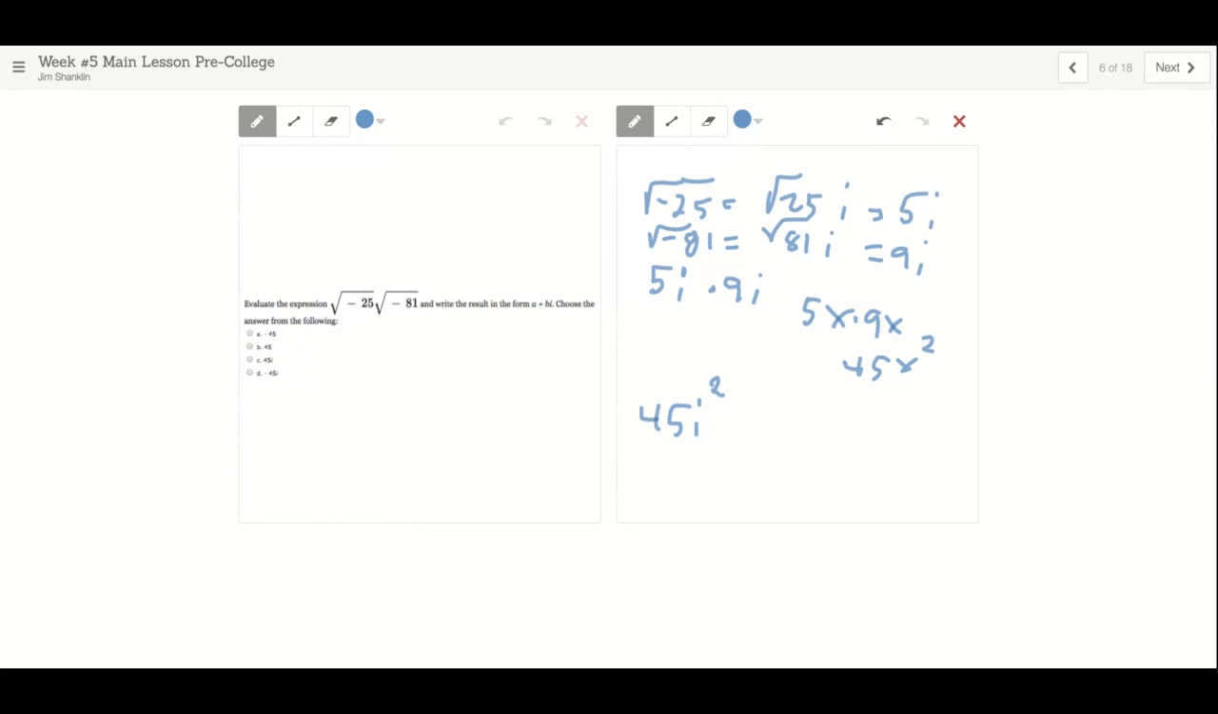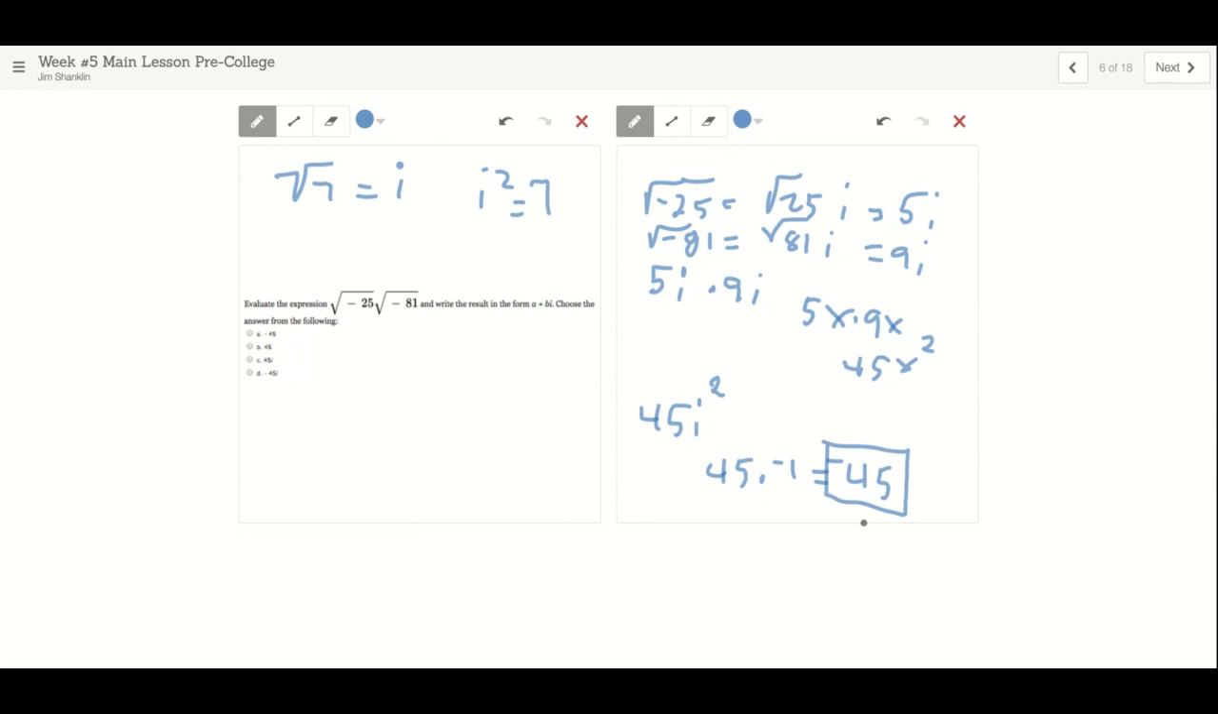Well, then how do I get rid of the i squared? Well, remember, in the beginning of today, I said there's two really important things. The square root of negative 1 is i, and i squared is negative 1. So when you have i squared here, you need to rewrite this as negative 1. So this is really 45 times negative 1. So my answer is negative 45.